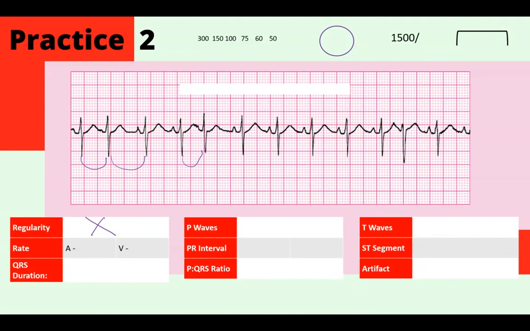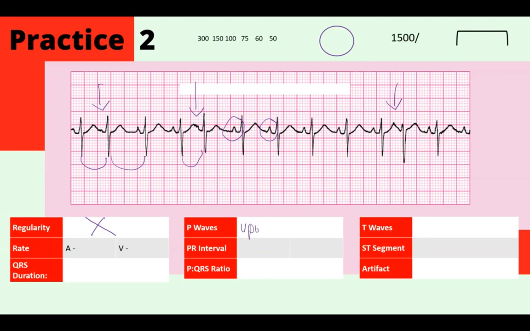Do I have P waves? Yes, I do. There's a beautiful P wave. There's a beautiful P wave. So we see lots of uniform identifiable P waves. Now, I might not have a P wave here with these 2 complexes, and one down here as well. Those ones definitely don't have the same morphology P waves as the ones that I'm seeing throughout most of the rest of the rhythm. So I would say most P waves are good.